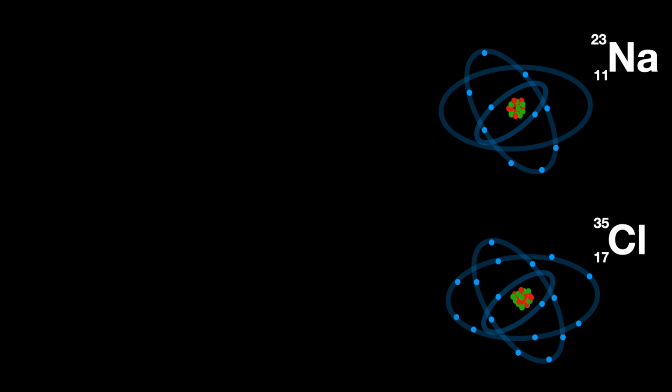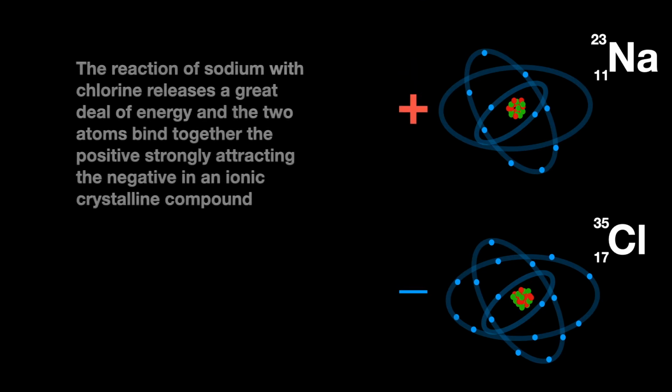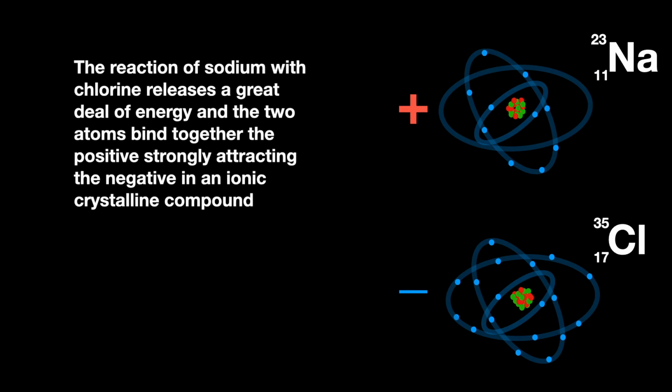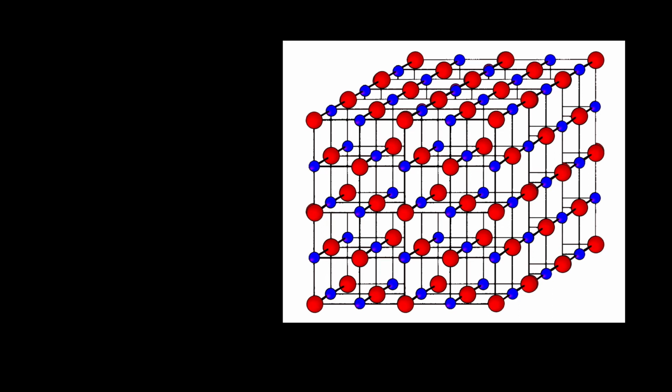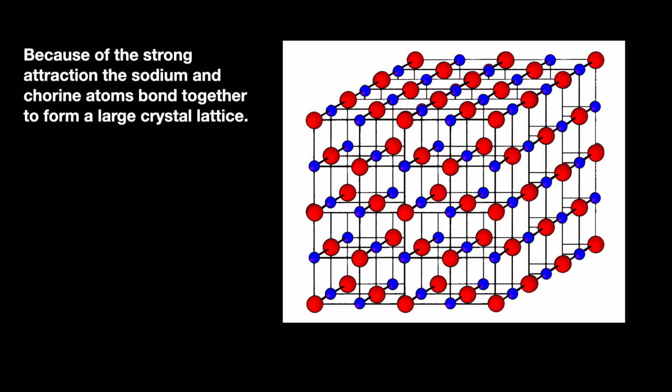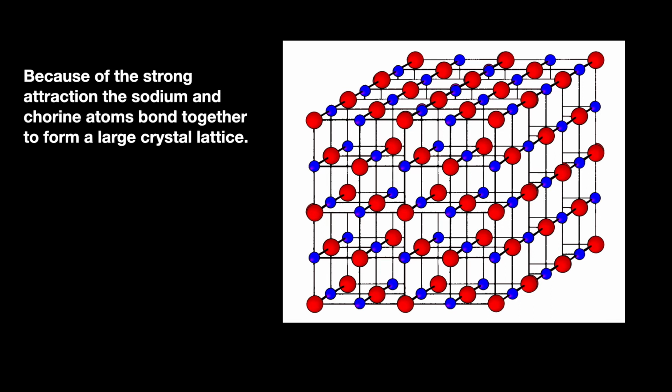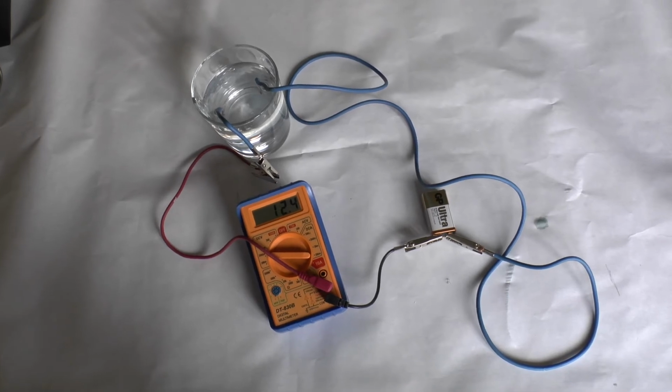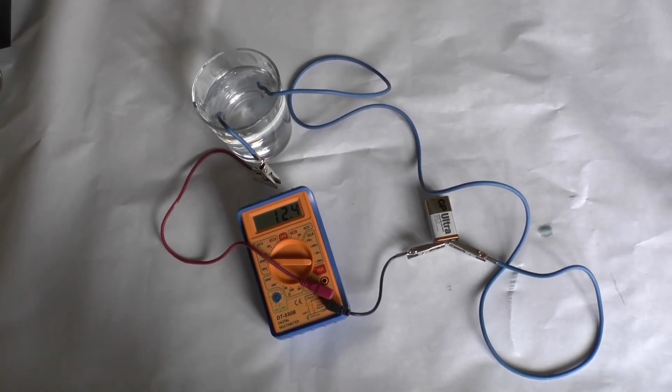In doing this, chlorine gaining an electron becomes negative, and sodium losing an electron, still having the same number of protons, becomes positive. Having opposite charges, the two ions strongly attract. The reaction, as they combine, produces a great deal of heat. As a solid, they form a large lattice, a crystal, which is chemically very stable, hard, and has a high melting point. As with most salts, when sodium chloride dissolves in water, the ions separate.